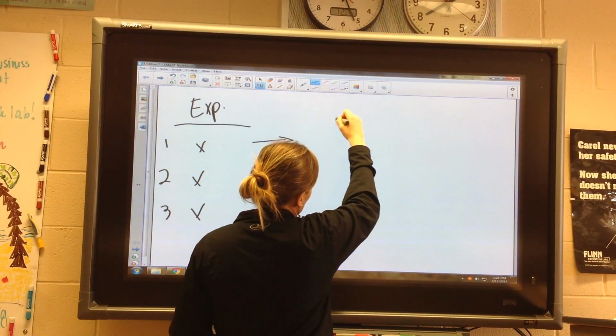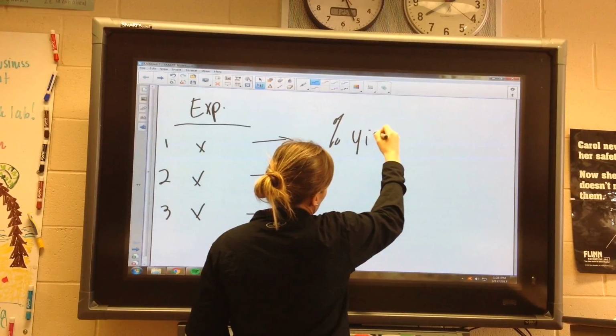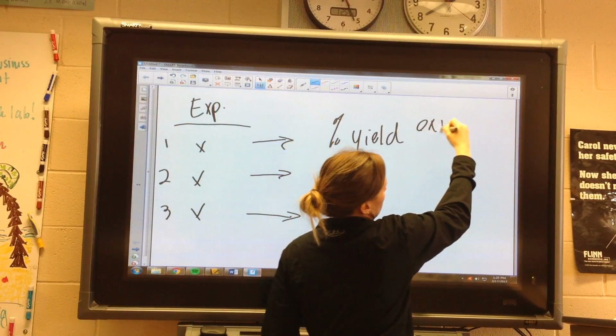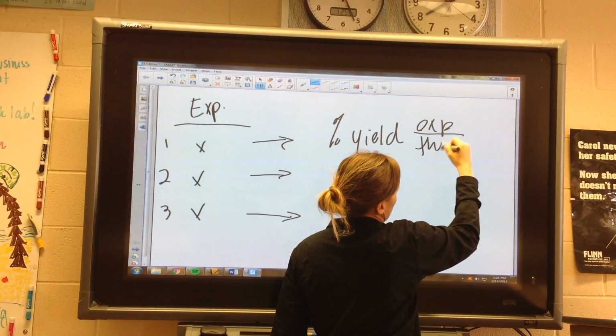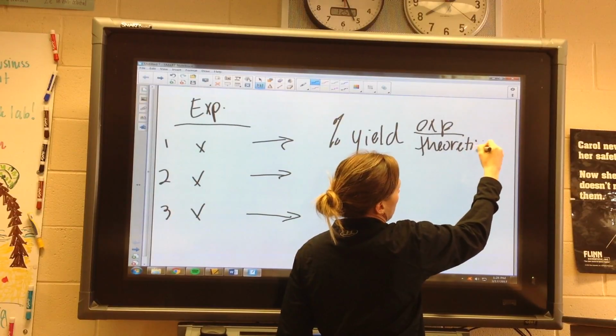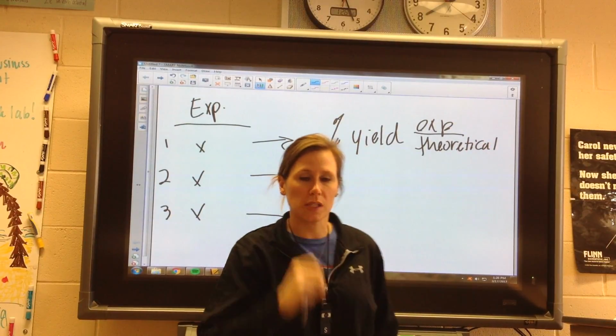So remember, for percent yield, you are taking your experimental value and dividing by your theoretical. Okay, and then timesing that by 100. Okay, go 2 decimal points, please.